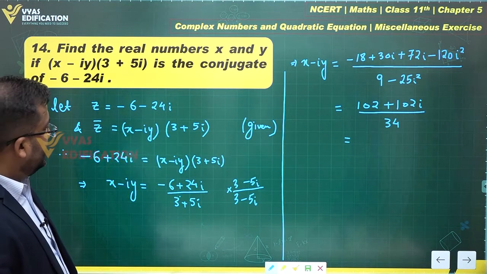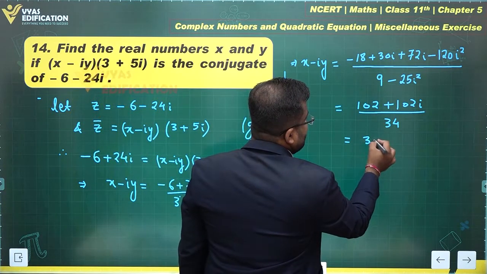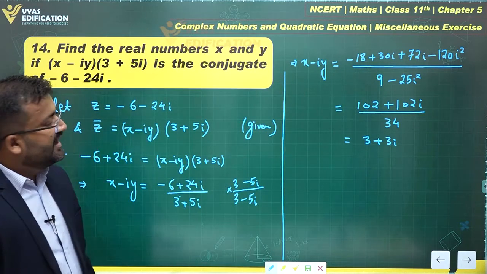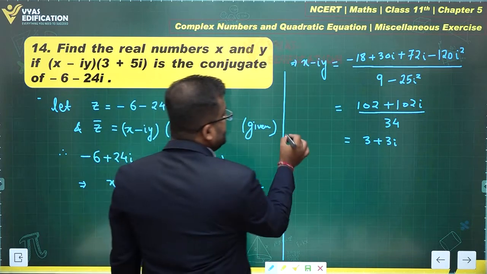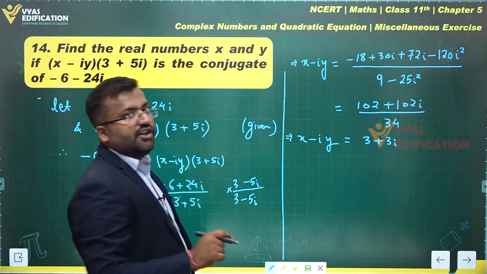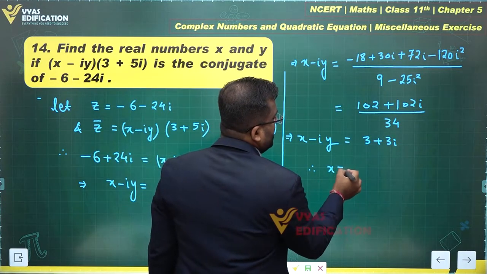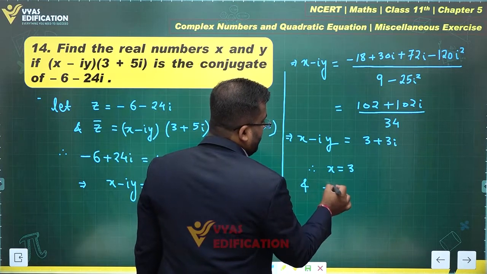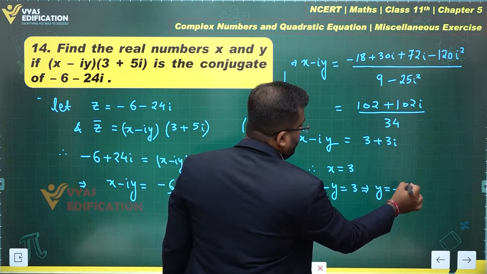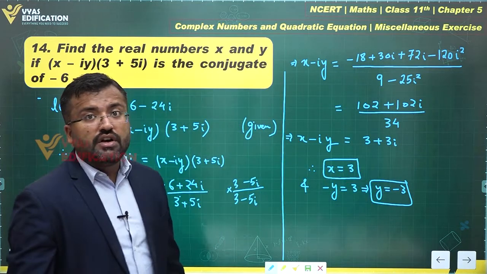And on observing this, what next? 102 over 34 is 3, so this is 3 plus 3i over here, right? And yes, this is equal to x minus iy. On comparison of the real parts, we get x equals 3 and minus y equals 3, which gives me y equals minus 3. So x is simply equal to 3 and y is equal to minus 3.